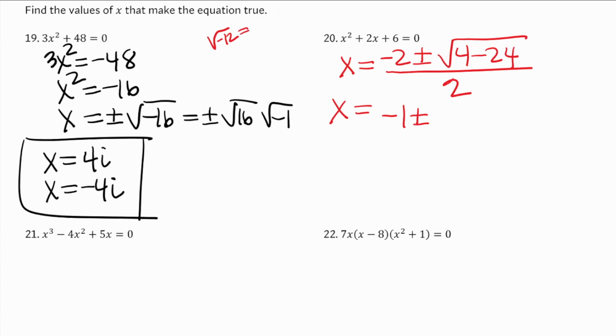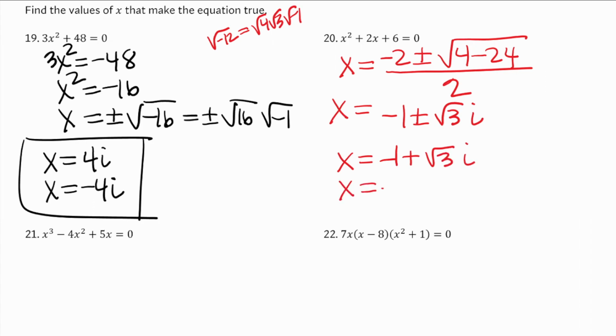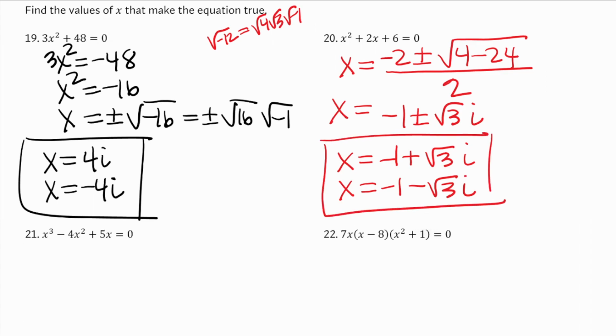The square root of negative 12 equals square root of 4, square root of 3, square root of negative 1. So 2 root 3i, and if I divide by 2, I just have 1 root 3i. So my solutions, these are both second degree, so I would expect to have 2 roots. All right, this next one is third degree, so I should expect to have 3 roots, right?